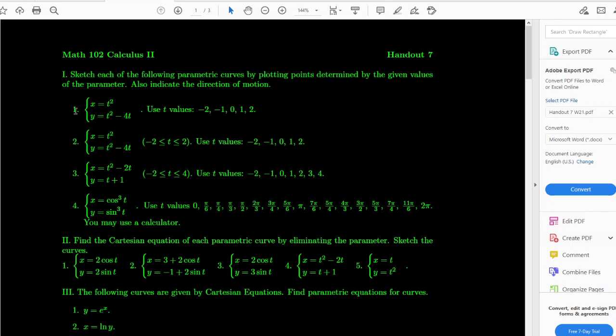In question 1 you have three variables actually. X is a function of t as t squared, and y is a function of t as t squared minus 4t. So basically x and y are functions of t. Each of x and y is a function of t.